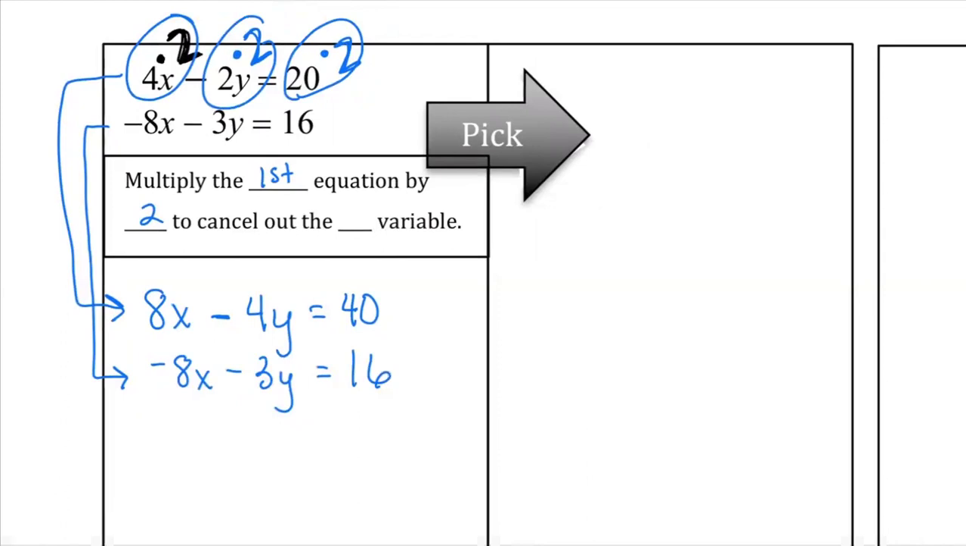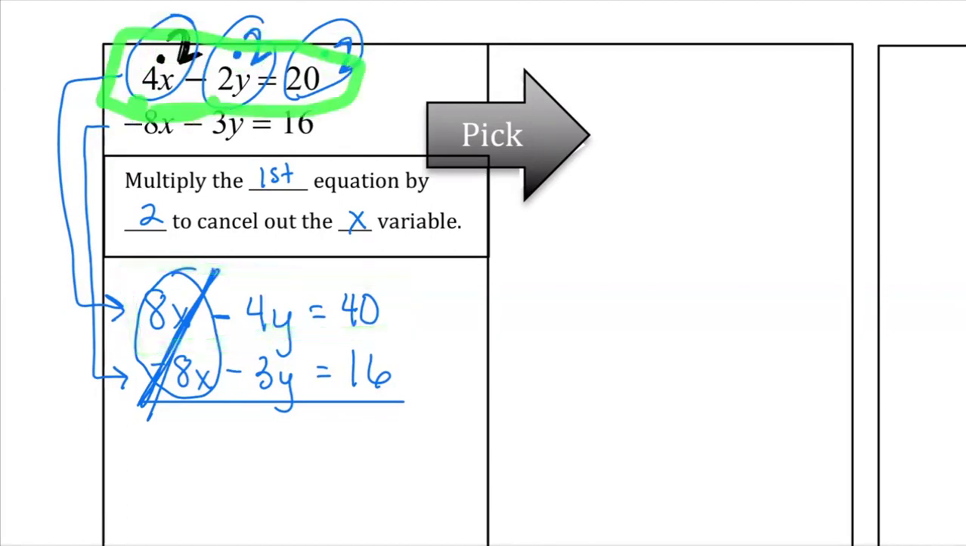Now what happens, since I did that, I can look here. And now my 8x's cancel because 8 minus 8 is 0. So my x variable canceled out. The whole reason why I picked 2 to multiply by is because I want to make this 4x into an 8, so that way they cancel. The only way to make 4 into an 8 is times by 2. Now I can times by 2 if and only if I multiply everything else by 2, which is why I just took that first equation and pretty much doubled everything. I multiplied them all by 2.